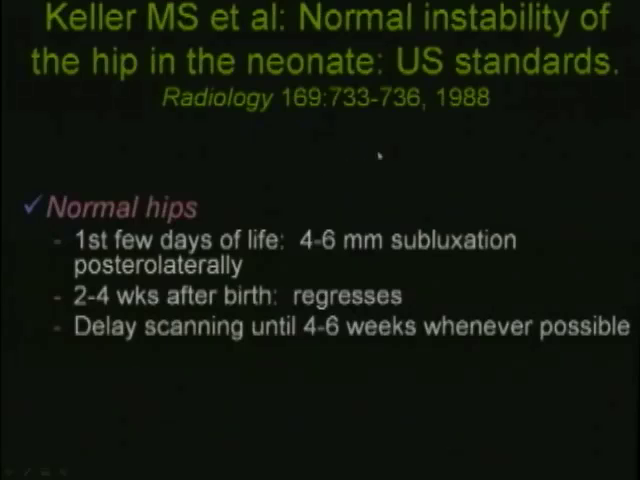Remember that in the first 4 days of life, there is normally about 4 to 6 millimeters of subluxation because of the estrogen effect on the joint capsule and the cartilage, and so these structures are quite soft and loose. And somewhere about 2 to 4 weeks after birth, this phenomenon regresses. Ideally, it would be great to delay scanning in babies who are suspected of needing sonography because of risk factors until about 4 to 6 weeks, although the guidelines tell us that after 3 weeks is appropriate.